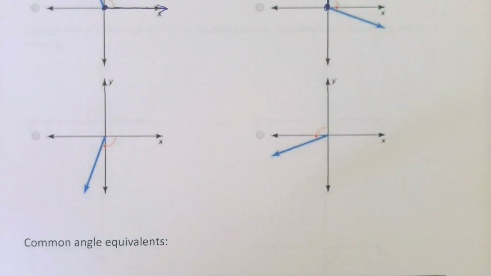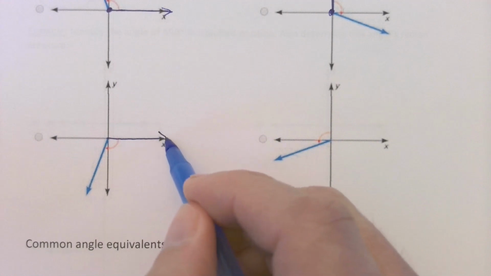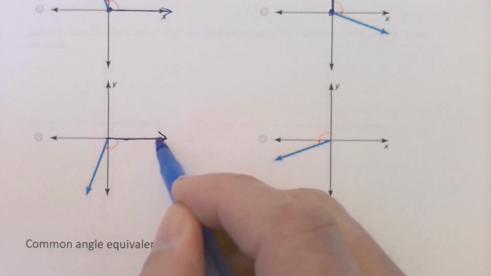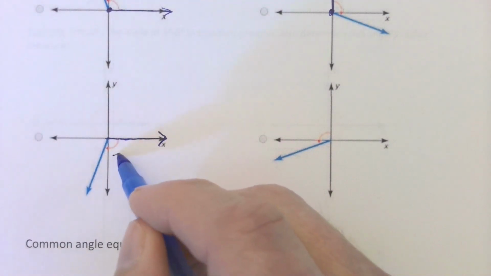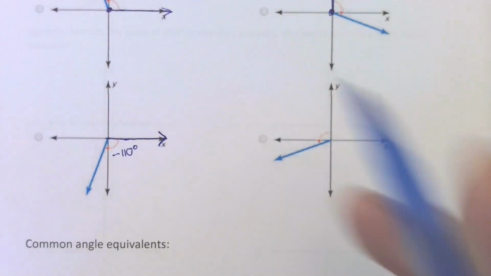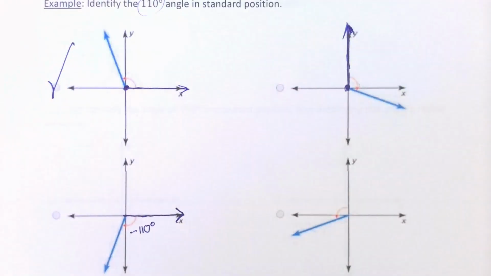Well, then, what is this one? This one's in standard position, but it's rotating from an initial side here to a terminal side there, and that's clockwise, so that's actually negative 110 degrees. So that's not the one you want. You want to go with this one.